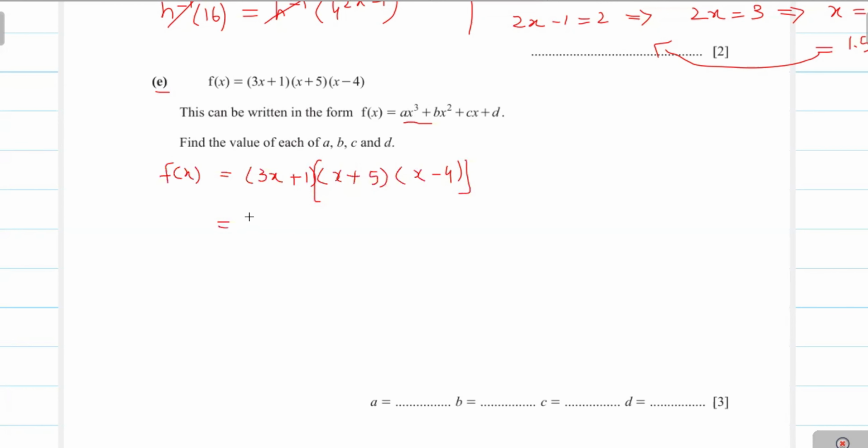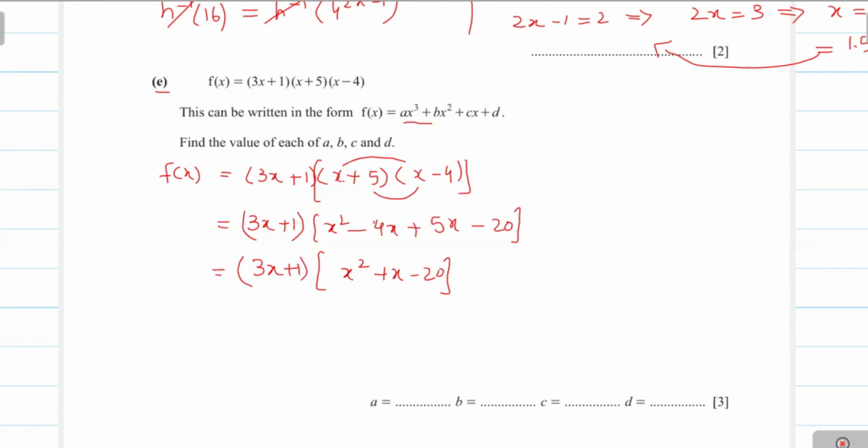We write the first expression as it is, 3x plus 1, and we multiply x by x, we get x squared, and next x by minus 4, it becomes minus 4x, then 5 by x, it would be 5x, plus 5 times minus 4 is minus 20, and the answer will be x squared plus x minus 20. Therefore, we can write it as 3x into x squared.